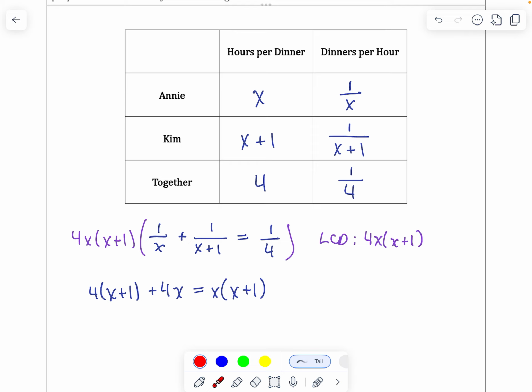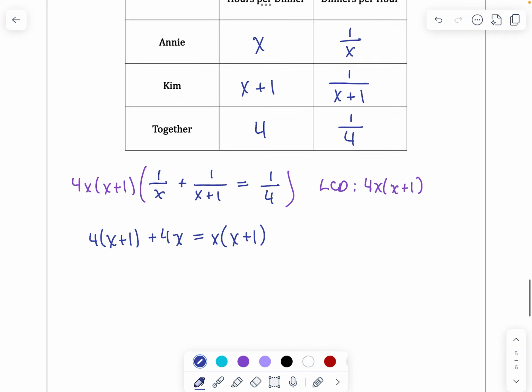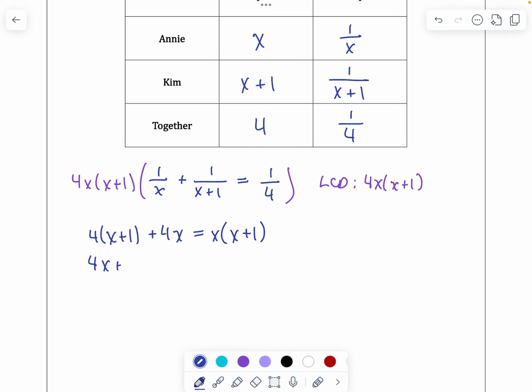It doesn't look quadratic yet, but let's go ahead and distribute everything that we can. This gives us 4x plus 4 plus 4x equals x squared plus x. I'm going to move everything to one side. This gives me x squared minus 7x minus 4. Again, I skipped a lot of steps there. I'm assuming that you're comfortable with the algebra. If you're not, there are detailed solutions in the description. You can look those up.